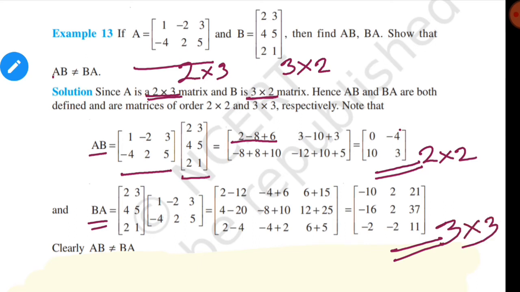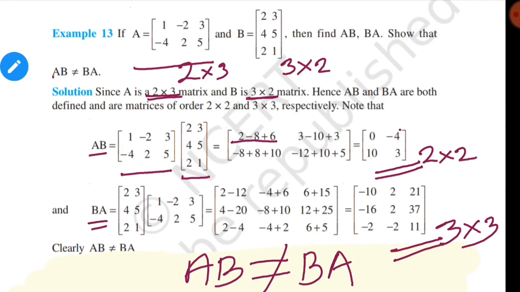Clearly we can say AB not equal to BA. Here AB is a 2 by 2 matrix and BA is a 3 by 3 matrix. Clearly they are not equal. If two matrices are equal, their corresponding elements should be the same. Here the order is not equal. So clearly we can say AB not equal to BA. That is, matrix multiplication is not commutative.